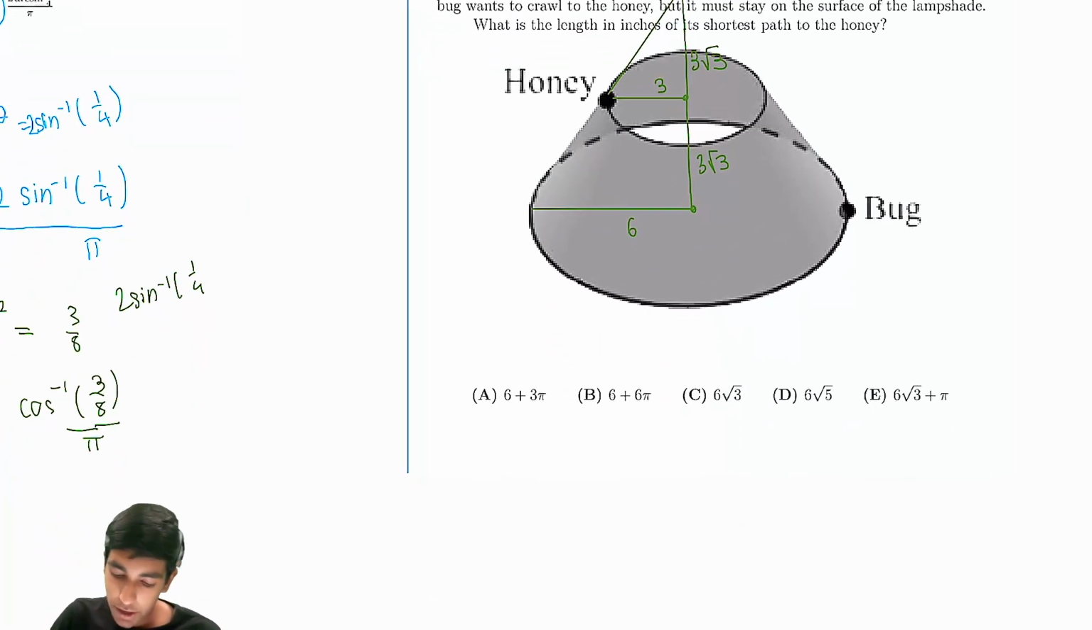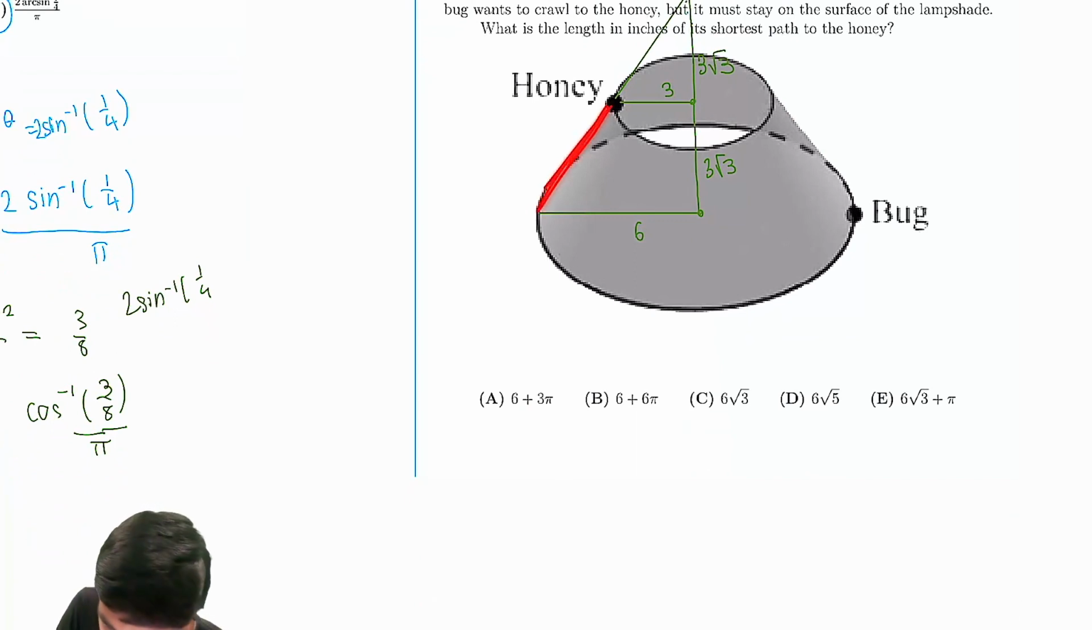So we just open it up. Imagine we take a line here. Imagine we just cut right here. We cut along that red line. So what happens when we cut along that red line? We get some kind of an arc.